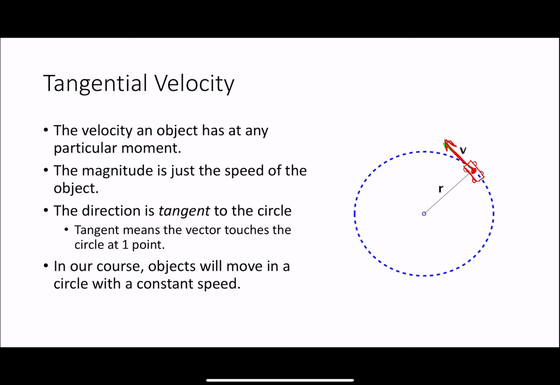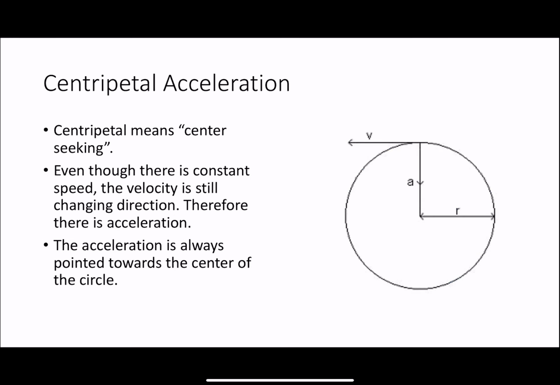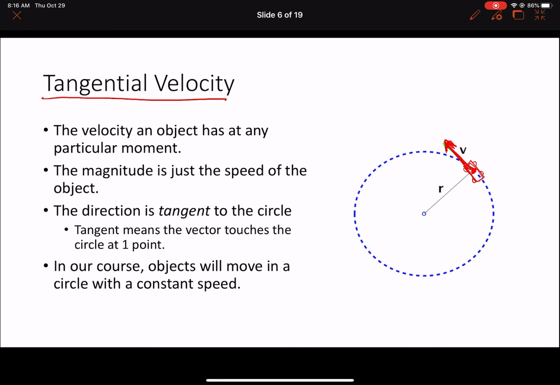It's only because we hold the steering wheel that we go in a circle. But Newton's first law says an object in motion will stay in motion unless there's a force. And so the tangent velocity is what we call the velocity at any particular moment. At this moment in time, this car is going this way. It's going along that velocity vector there.